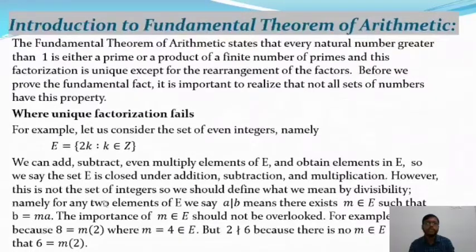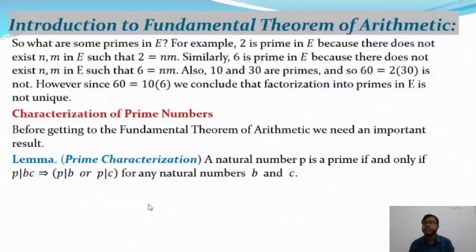However, this is not the set of integers, so we should define what we mean by divisibility. Namely, for any two elements of E, we say A divides B, which means there exists a number M belonging to E such that B is equal to M into A. The importance is that M belongs to E, and it should not be outside. So for example, 2 divides 8, that means 8 is equal to M into 2, where M is equal to 4 and it belongs to E. It is possible. But 2 does not divide 6 because there is no number M belonging to E such that 6 is equal to M into 2. In that case M is equal to 3, and 3 does not belong to E.